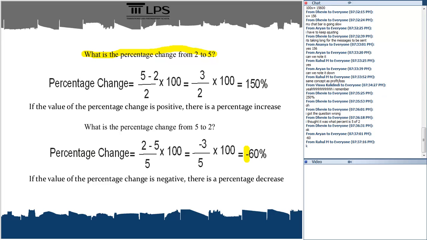So the interpretation of the answer is that there is a 60% decrease. Okay, that is the answer.